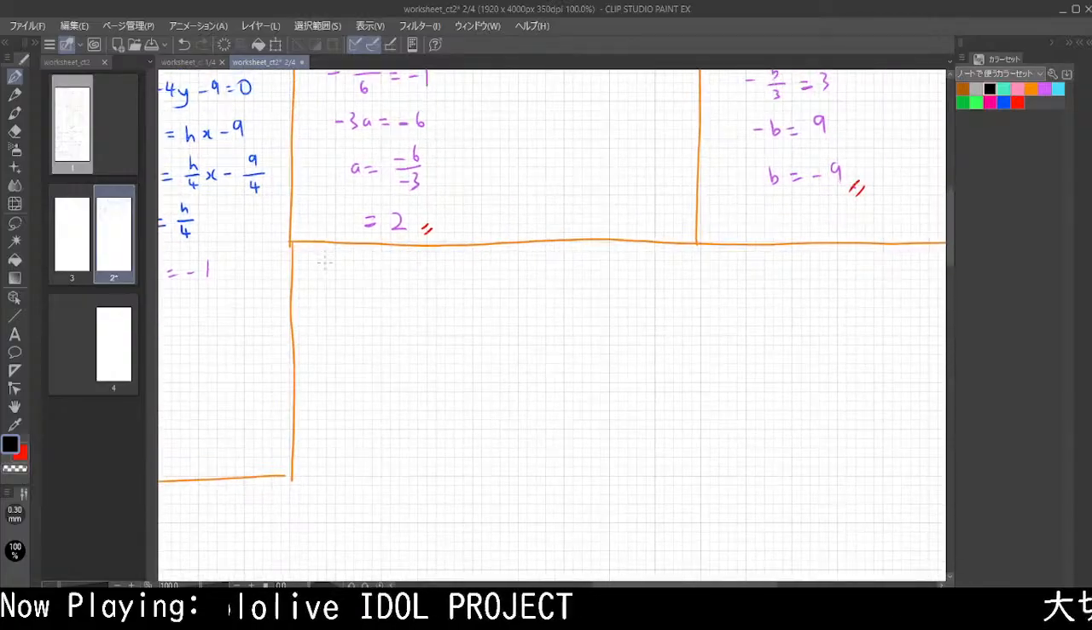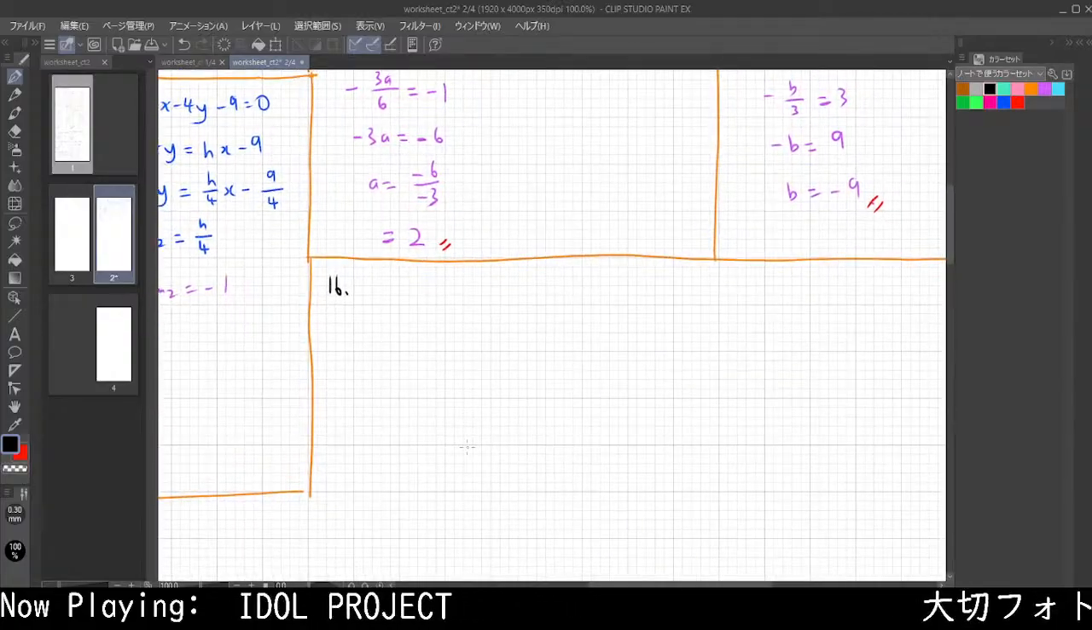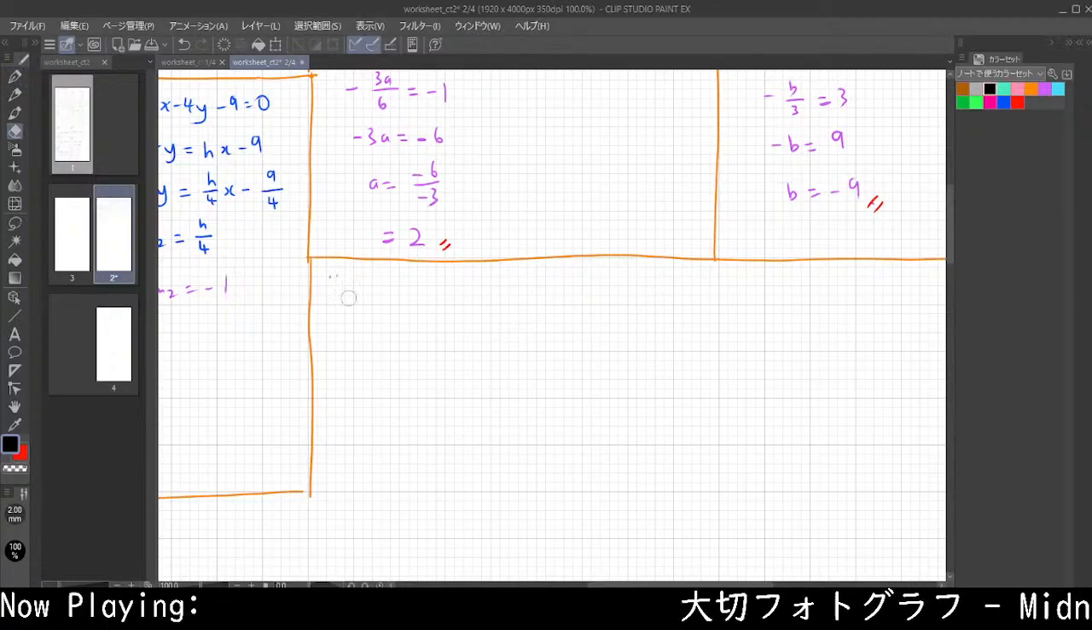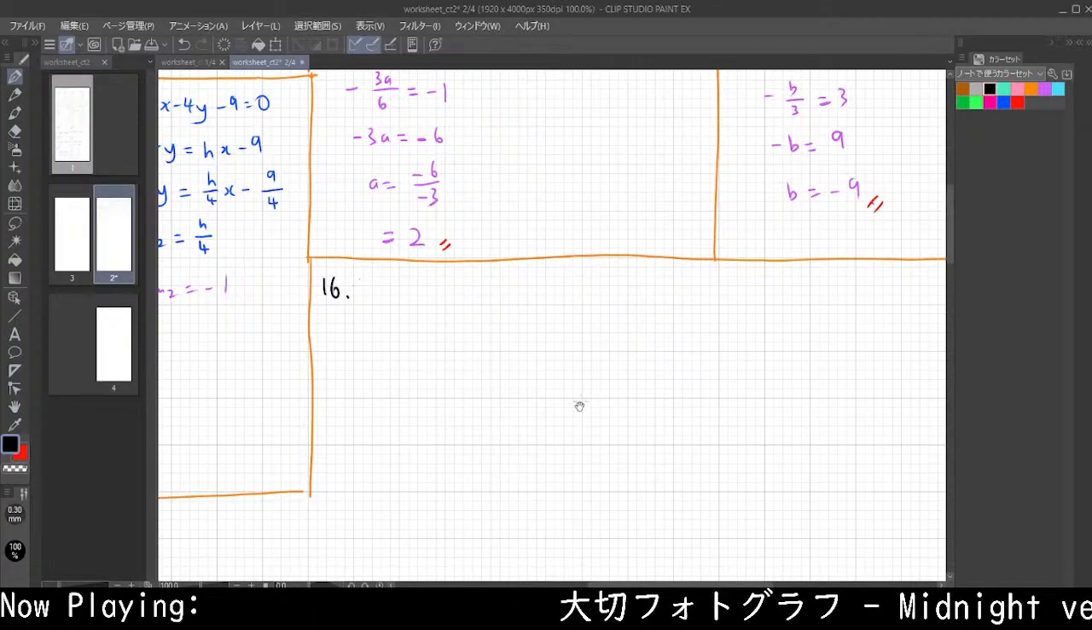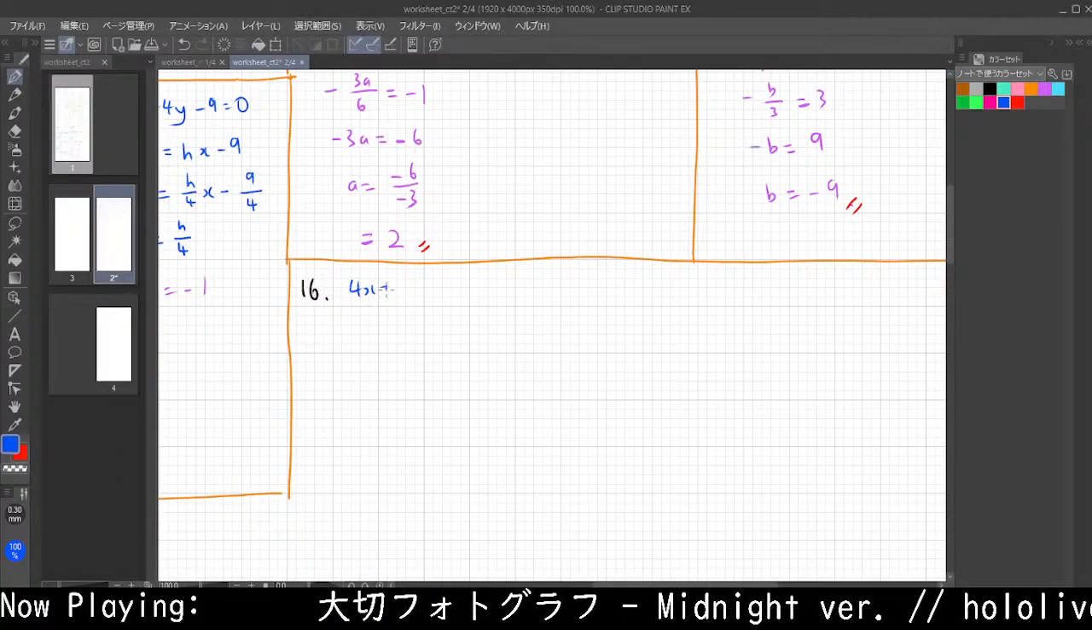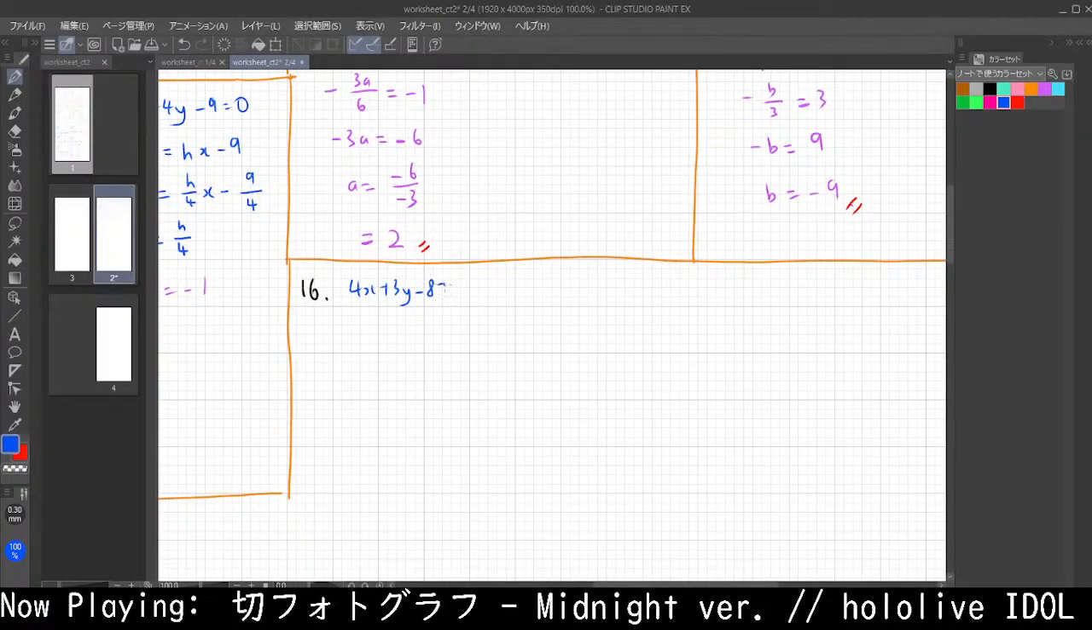Okay, so parallel, no matter what, you need to find the gradient of your new line anyway. So let's just do that. 4x plus 3y.